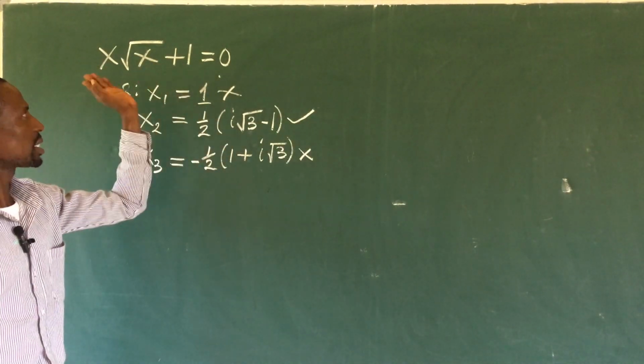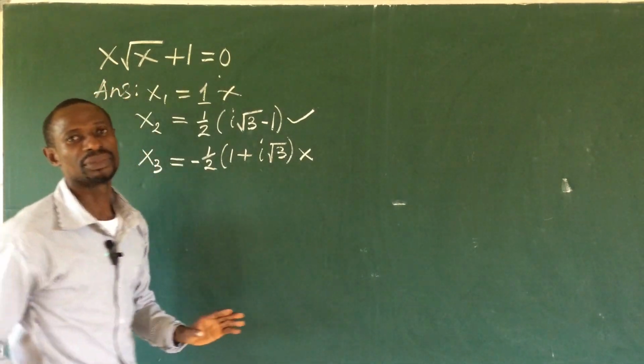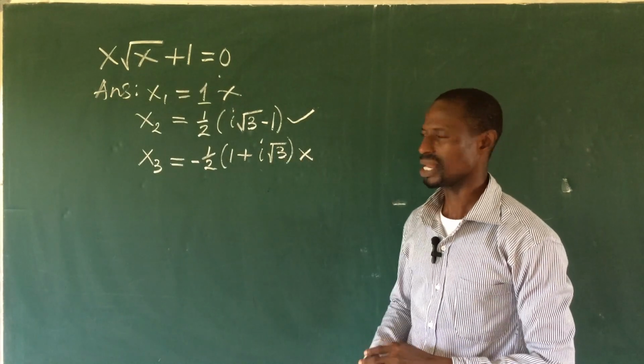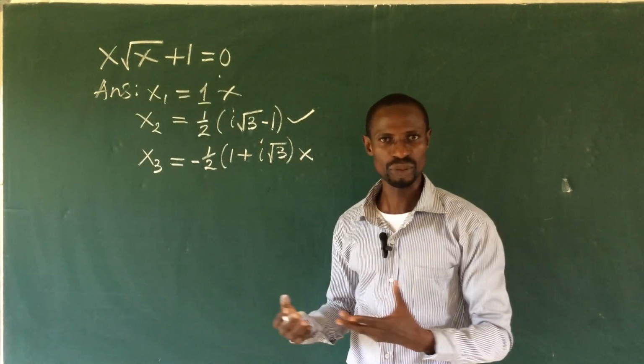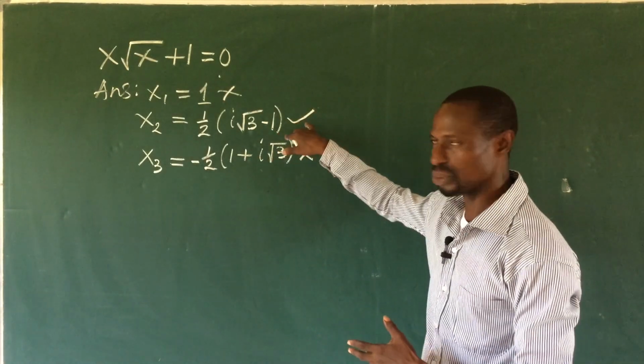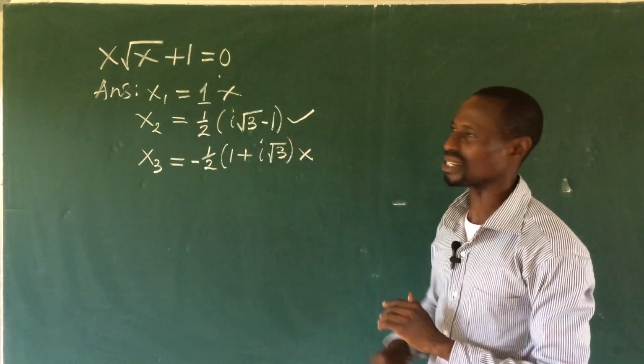Because in this radical equation, there are no real roots, okay? So we only have imaginary roots that can satisfy this. So we want to make a check. We want to do a check on this to know if this root is actually correct. That is the essence of this video.